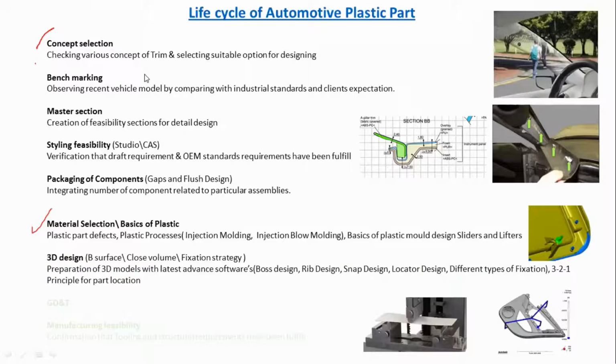Then we'll check for 3D creation from class A to class B, close volume, then fixation strategy. Here you can find the boss, rib, snap, locator, and different kinds of fixation we're going to add with respect to the 3-2-1 principle to make sure our part will get assembled onto the vehicle.